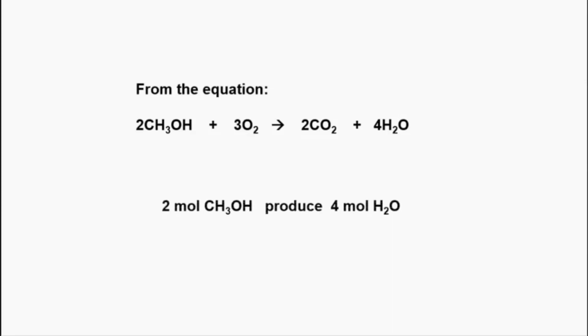Since we want to determine the mass of water, we are going to look at the stoichiometrical relationship between methanol and water. From the equation, 2 moles of methanol produce 4 moles of water, but we have 6.531 moles of methanol, more than 2 moles. So if 2 moles produce 4 moles of water, of course if 6.531 moles of methanol are combusted, this reaction will produce more than 4 moles of water.